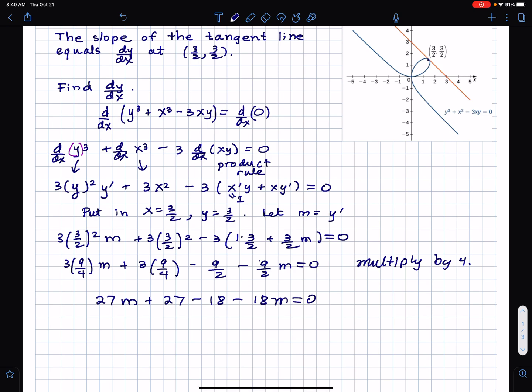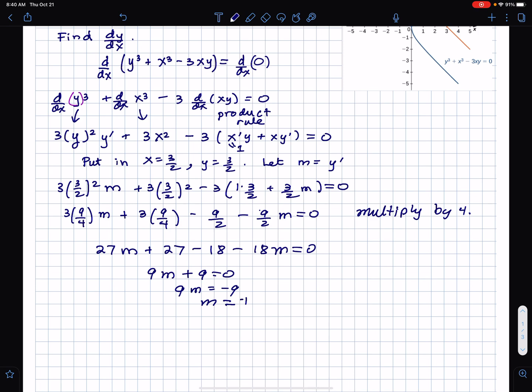Getting there. So 27m minus 18m makes 9m, and 27 minus 18 makes 9. So 9m equals negative 9, and m equals negative 1. So we found the slope, and now we're almost there. The slope is negative 1, m equals negative 1, that's our slope.